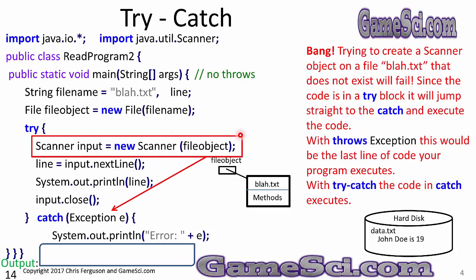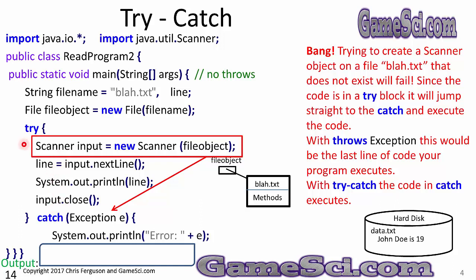Bang! In the red box is the line of code that actually produces the error. Trying to create a scanner object on a file blah.txt, remember this file does not exist, that will fail. Since the code is in the try block, it will jump straight to the catch and execute the code. See this arrow from that box down to the catch? It's going to jump from this line of code, which failed, to the catch and execute the catch. Everything after it, this code here, will be skipped.